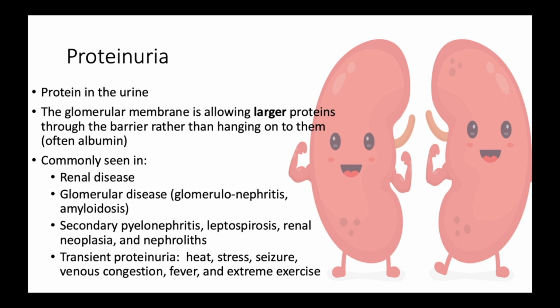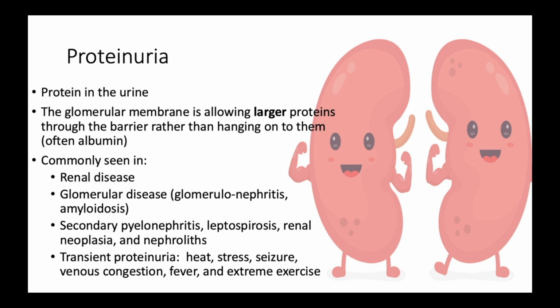Proteinuria is a term given to protein in the urine. The glomerular membrane is allowing larger proteins through the barrier rather than hanging onto them to maintain them in the bloodstream. So that's what's happening to create proteinuria. The two major groups of serum proteins in the blood are albumin and globulins. Albumin is abundant in the blood, and it accounts for about 50% of all serum proteins. It has important functions that include pulling water into the capillaries and maintaining the right amount of water in the circulatory system, as well as binding and carrying substances that are poorly soluble in water.